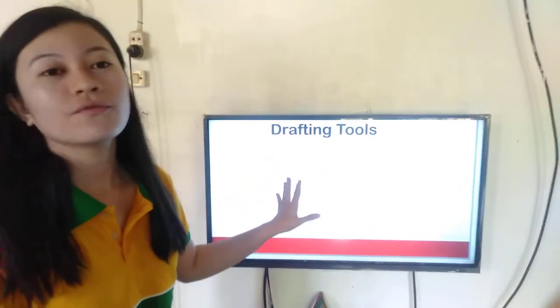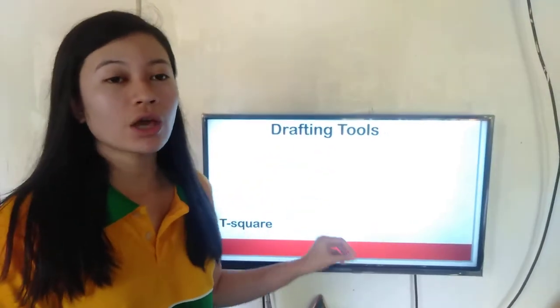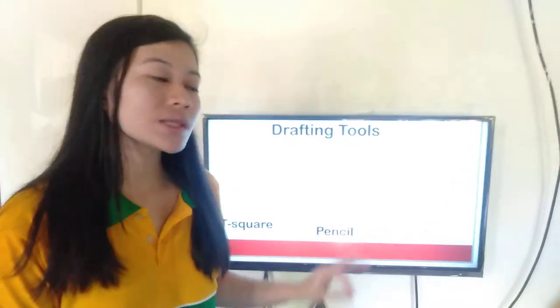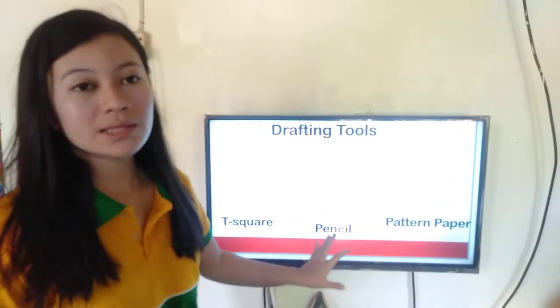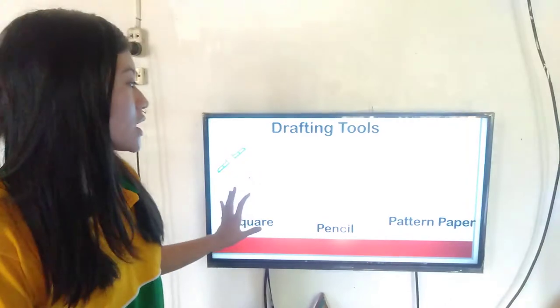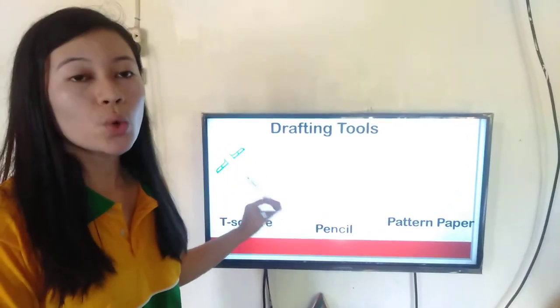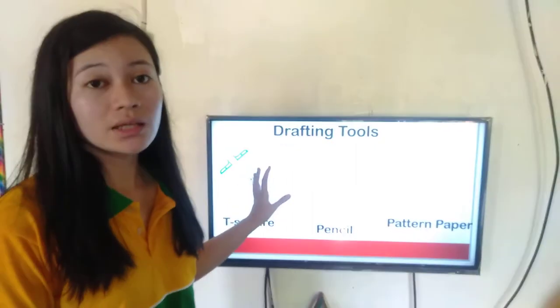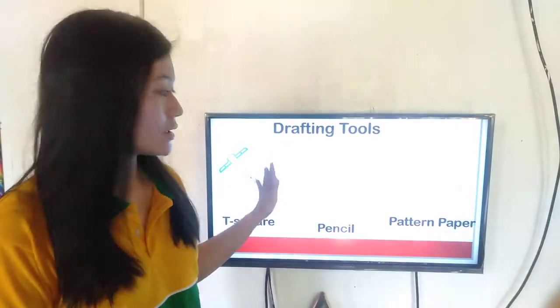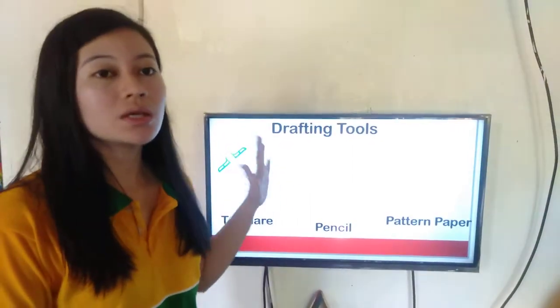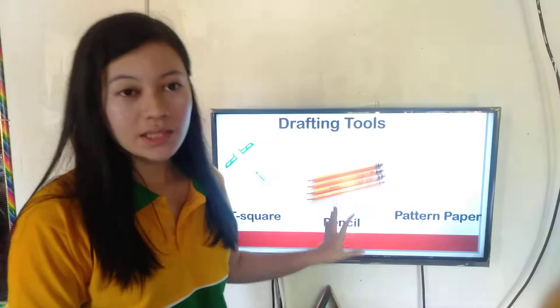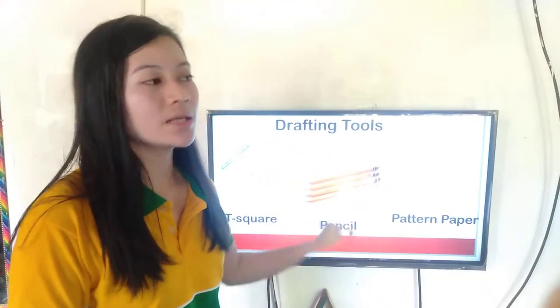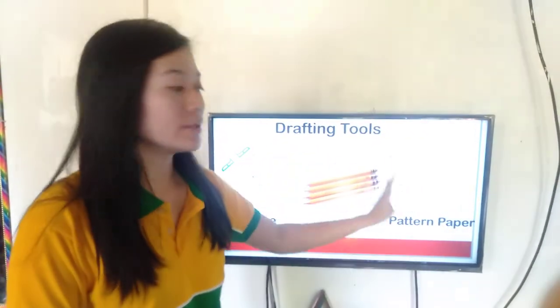Second one, let's have drafting tools. In this classification, we have 3 tools, namely T-square, pencil, and pattern paper. T-square is used for drawing parallel lines or setting it into right angles, lines that need to be in fair square. Pencil, used for writing in our pattern.